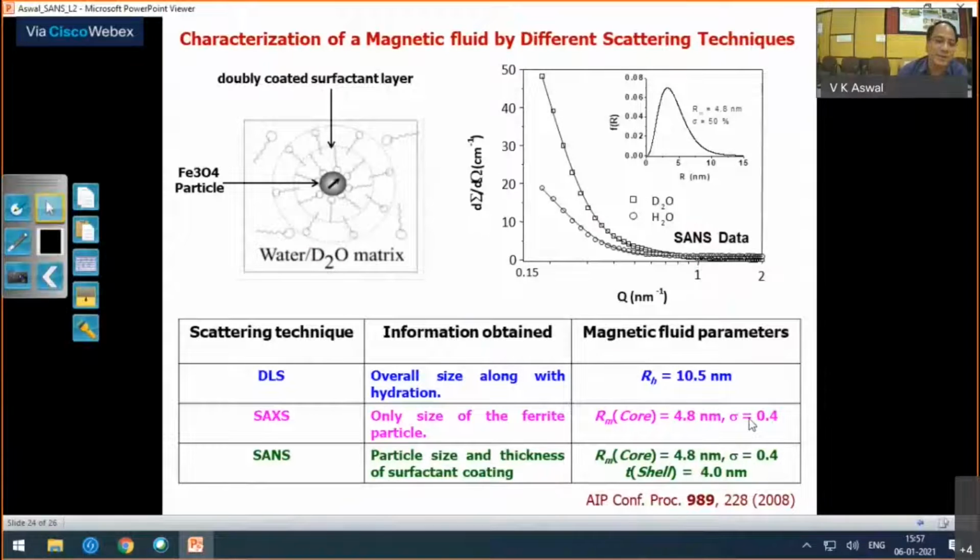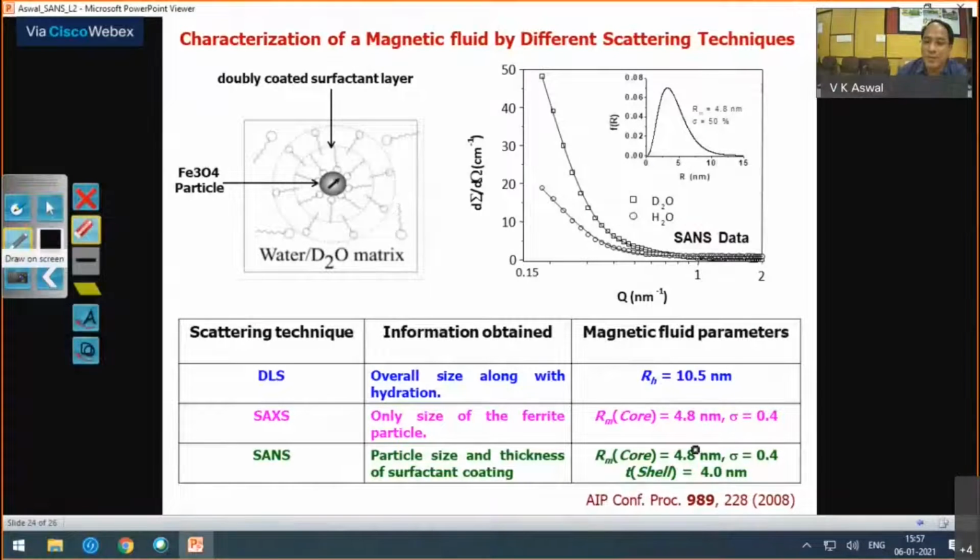It has some polydispersity. But when you do small angle neutron scattering with two contrast conditions, one when your particles are contrast matched, and second when your surfactant coating is contrast matched, then you get two numbers. One is 4.8 nanometer, another is 4. So if you want to understand this after doing these three measurements, how do you understand them?